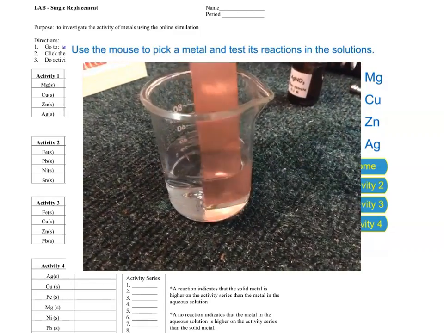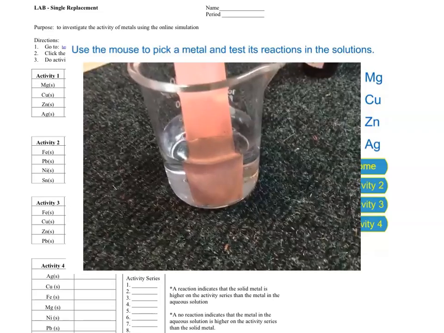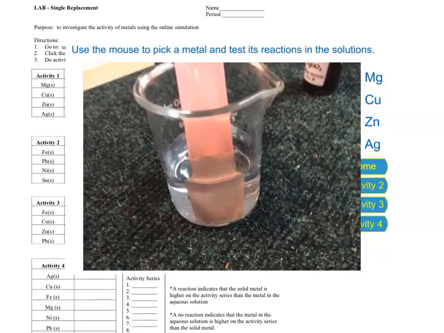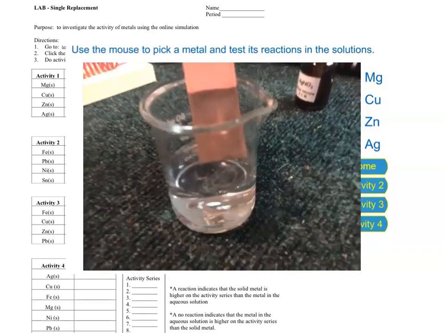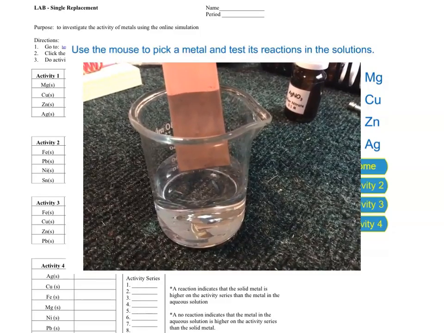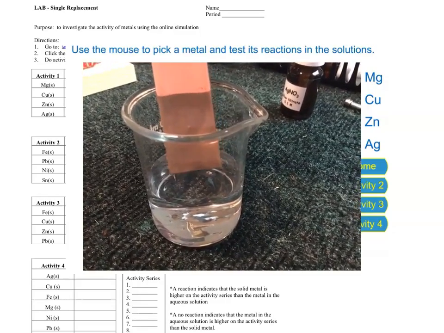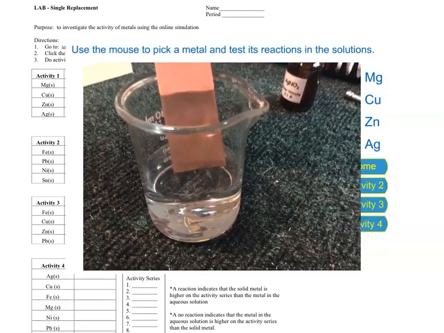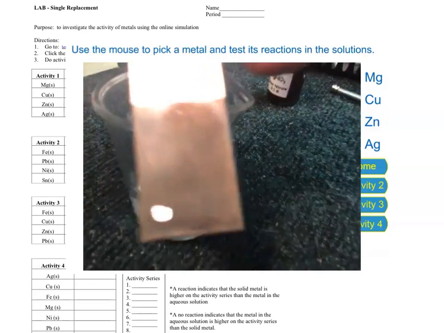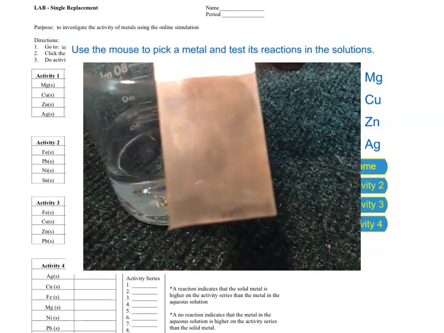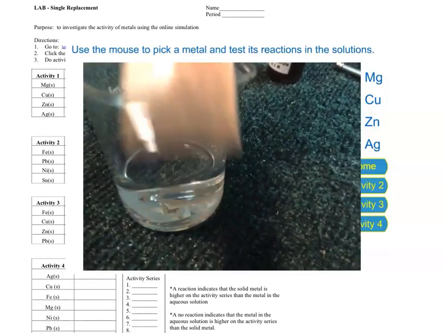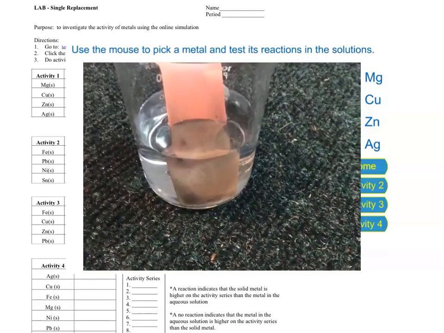Now, in the simulation, what they do is they take the piece of metal and they dip it into the beaker. So if I dip this copper into the beaker and let it sit for a minute or two, a reaction might start happening. If I pull it out, I can see that there's a color change and some kind of reaction has happened. Now, in this case, what happens is that the copper will replace the silver in the solution, and the darkness that you see on the piece of copper here is silver starting to form on the copper piece of metal.